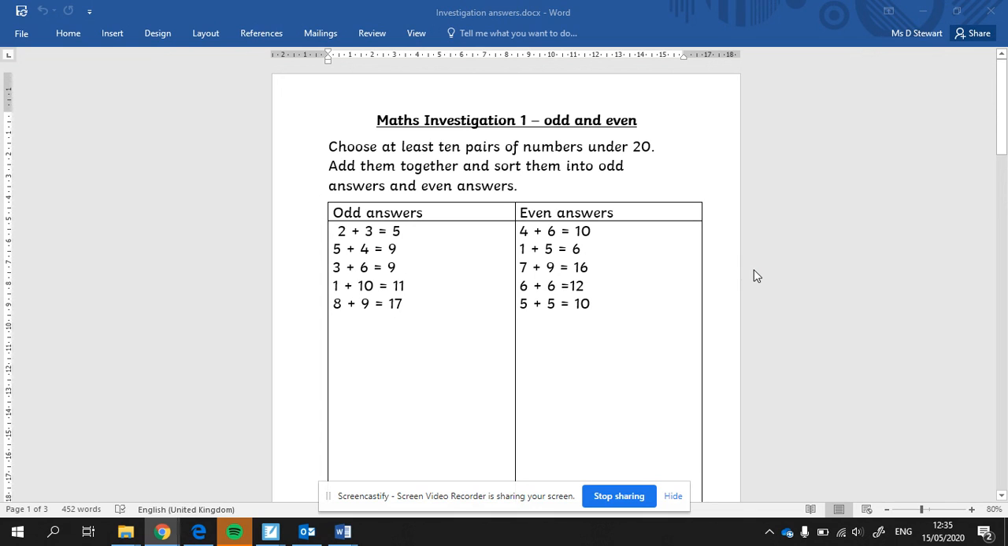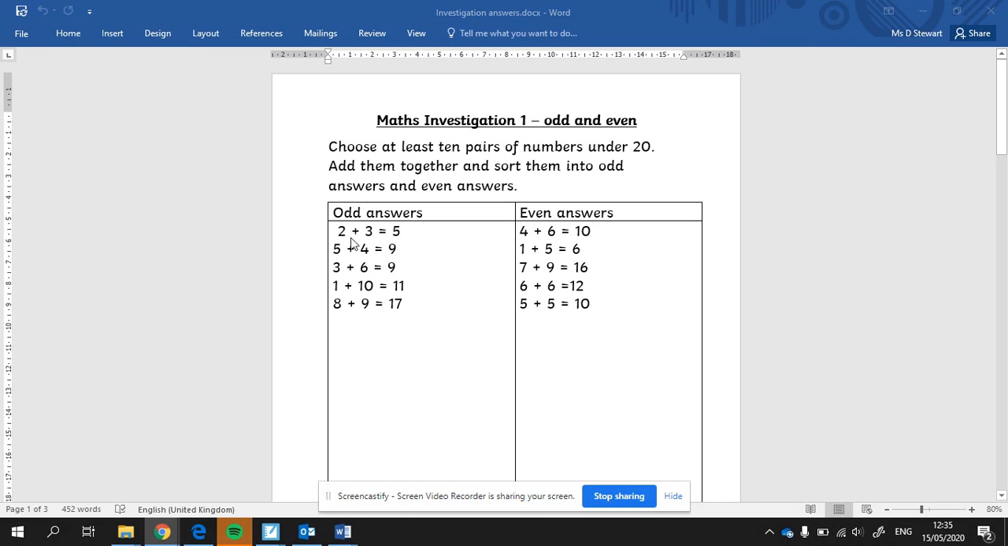So we're going to look at this one first and have a look at the Numicon as well to think about why these patterns might have happened. So I wrote down 10 questions altogether and sorted them into odd and even answers. So we can see here 2 and 3 was 5, 3 and 6 was 9, 1 and 10 was 11. And what we're going to do is see if there's any pattern about whether we're adding odd or even numbers to get to these answers.